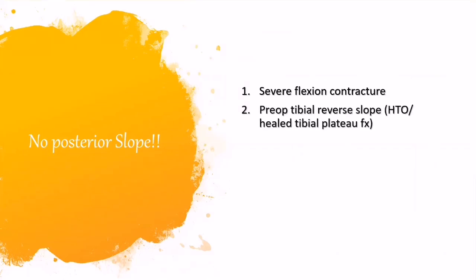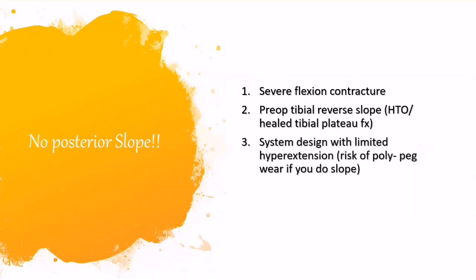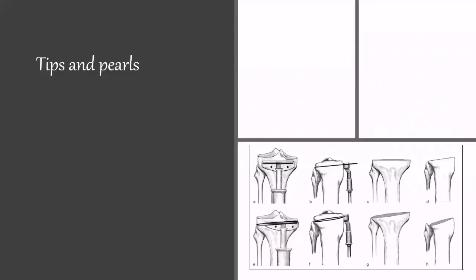The second is the preoperative tibial reverse slope. Preoperatively, if your patient has a reverse slope in the lateral view, so sloped from the posterior to anterior, especially those who have had a high tibial osteotomy or healed tibial plateau fractures. And also the system designed with limited hyperextension, as those have a risk of polyethylene peg wear or post wear if you do sloping, as you saw previously in the X-ray. So no need for a slope in these 3 situations.